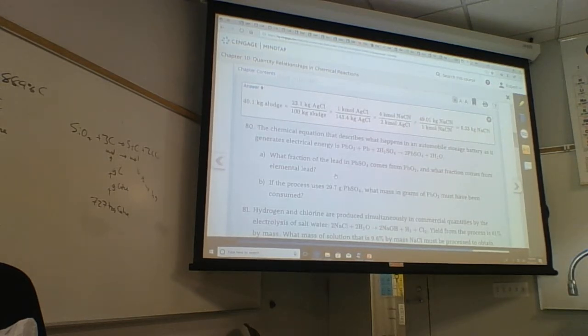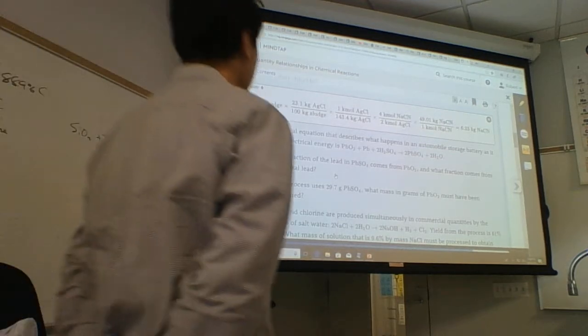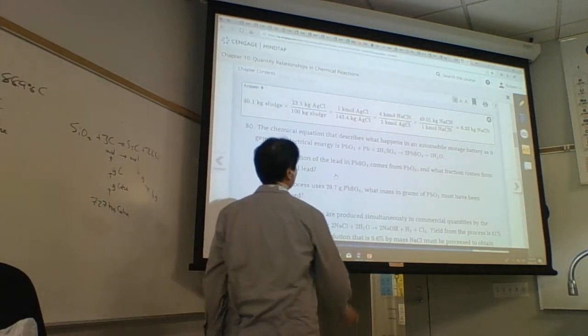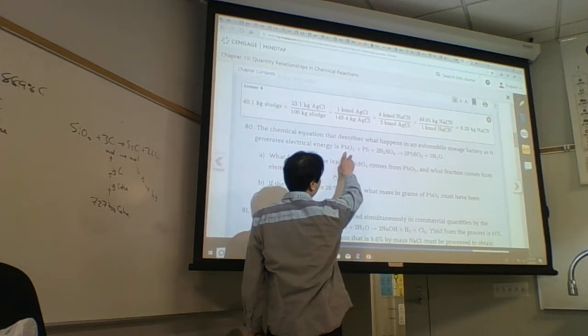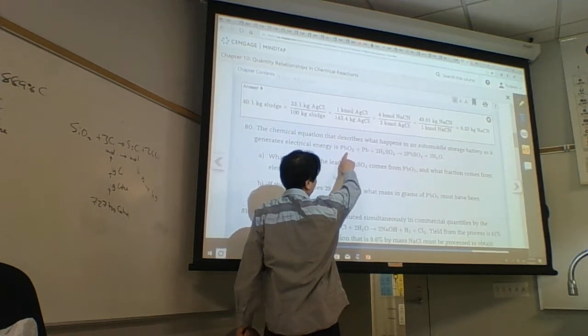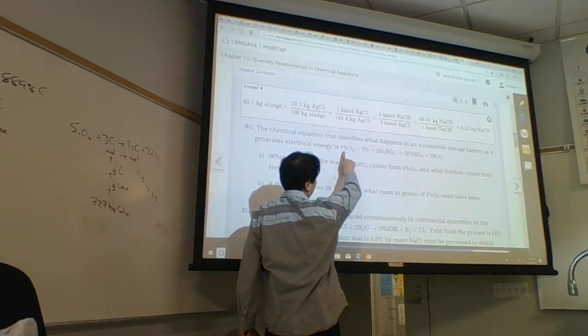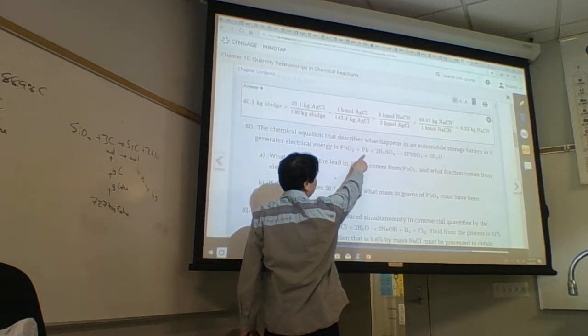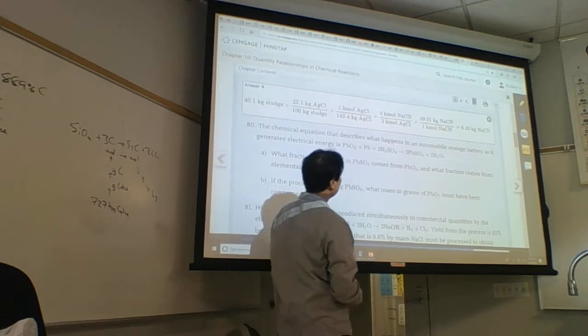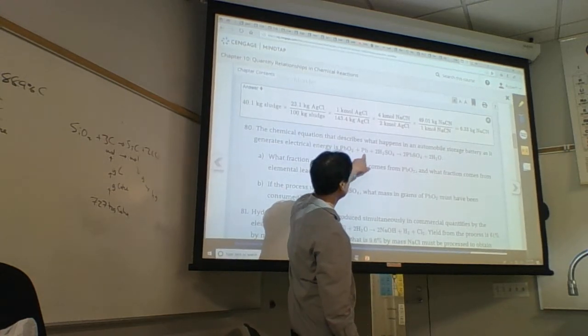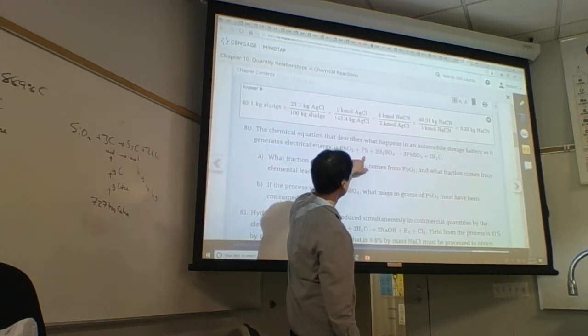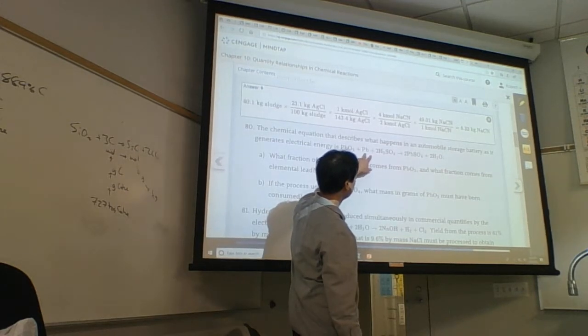The chemical reaction that describes what happens in an automobile battery is this. This is interesting. What's the PbO2 called? Lead-4 oxide. Pb is lead metal. The interesting thing is lead-4 oxide is the oxidizer, lead is the reducer. And so lead-4 oxide oxidizer, lead metal reducer.